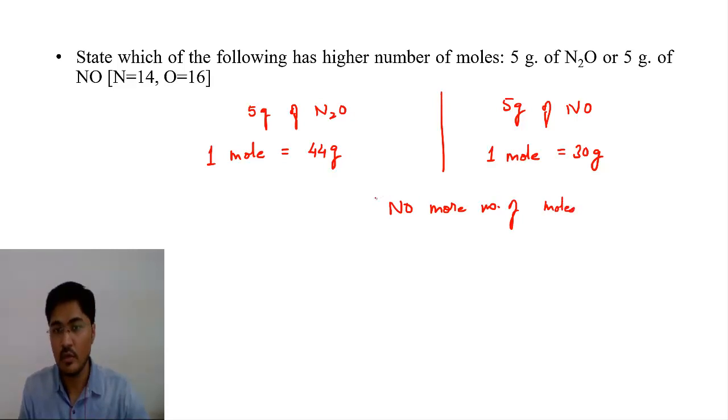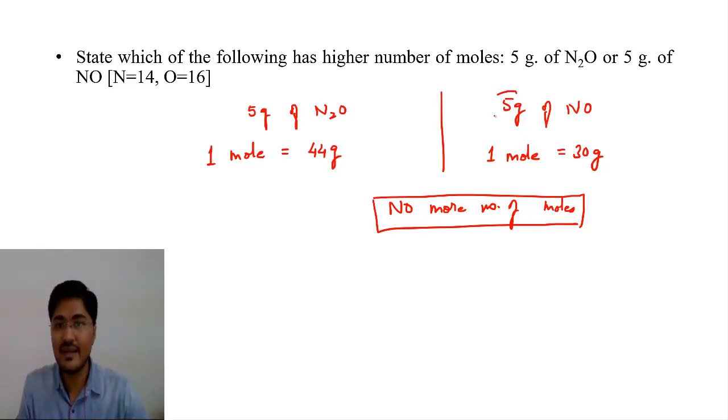So by simple mathematical logic, we know by default that NO will contain more number of moles. You don't need to calculate the actual figures contained in 5 grams and 5 grams of N2O and NO. And if you do calculate, then you will come down to the same answer. So please pause this video right now and do that for yourself. Now let's look at the next question.